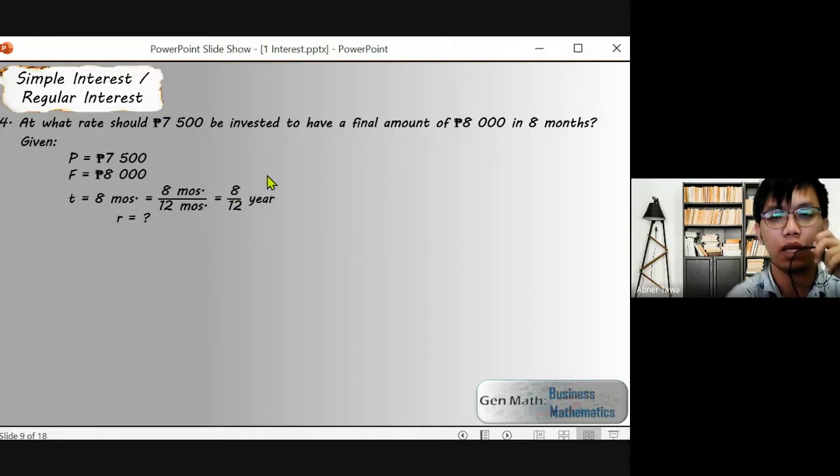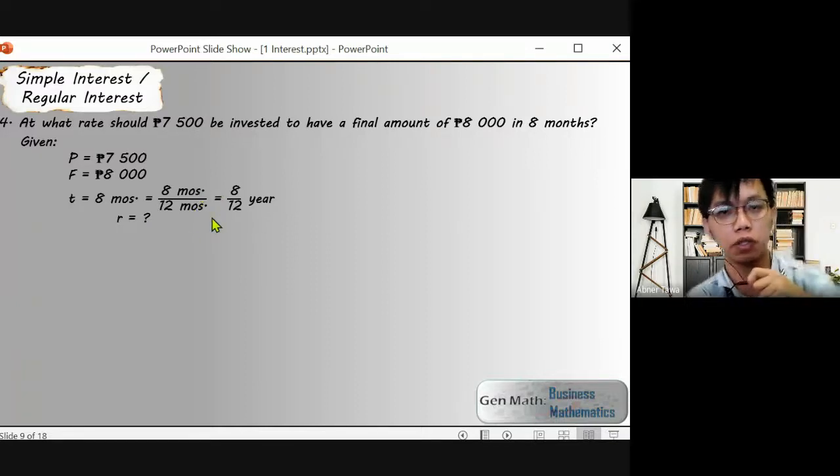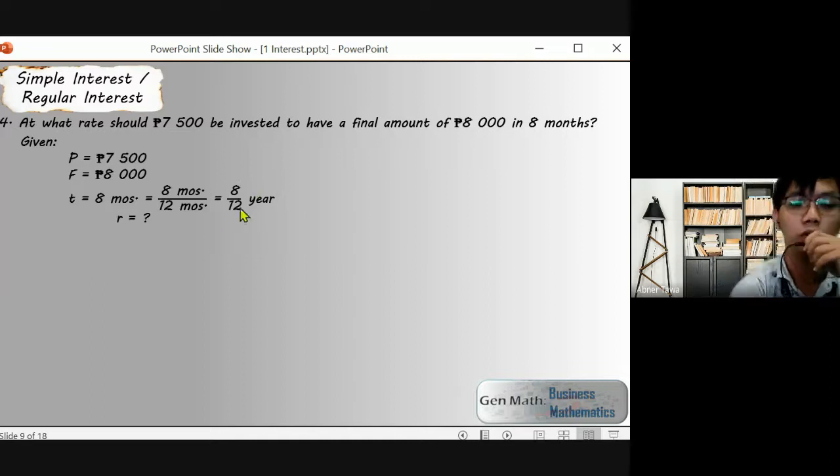Because if we use the decimal form and then round the values or decimal places, it will lead to an inaccurate final answer. So to get the accurate or correct answer, you're going to avoid rounding off decimal places in our solution. So, our length of time will be 8 over 12 year.